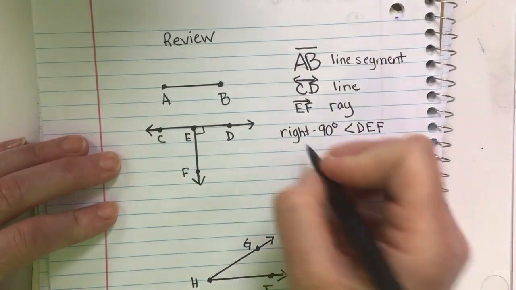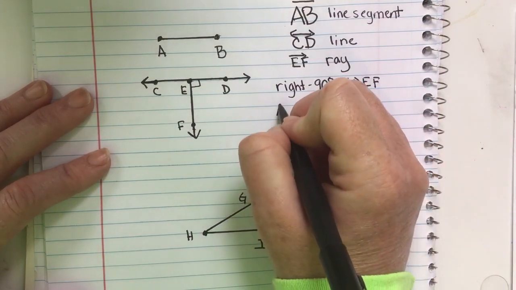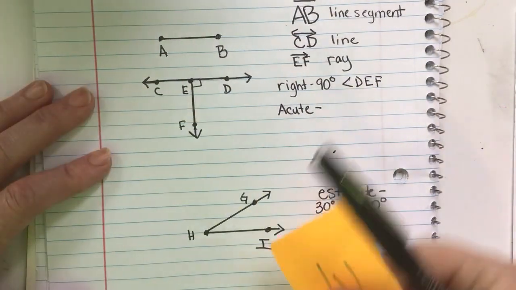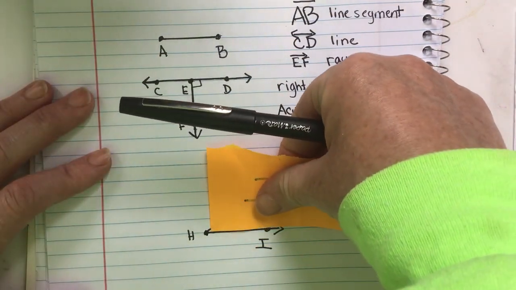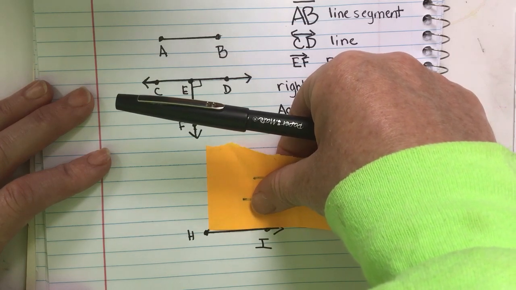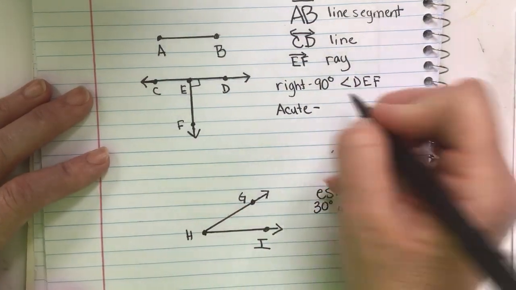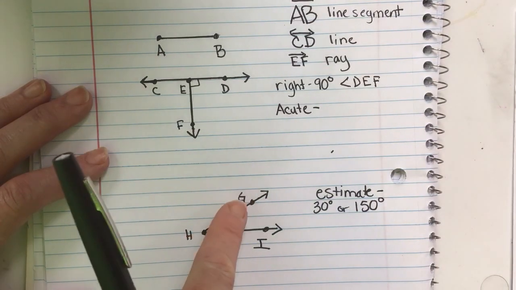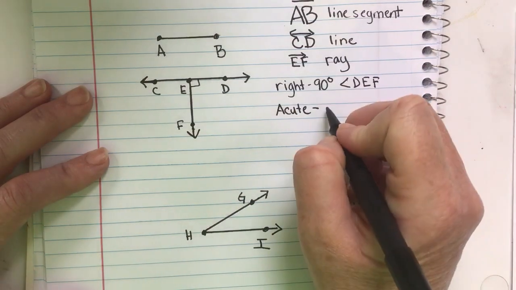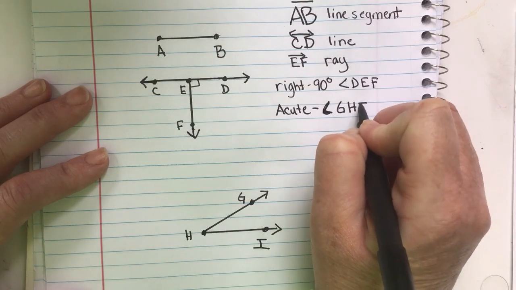Next, we're going to use this shape right here to talk about an acute angle. An acute angle is less than 90. If I use my little square in here and line it up on one side, you can see that the other line is inside of it, so that's why it's acute. It's a cute little angle. It is less than 90. And I'm going to make sure that when I write this angle name, I call it with the vertex in the middle. So angle GHI.